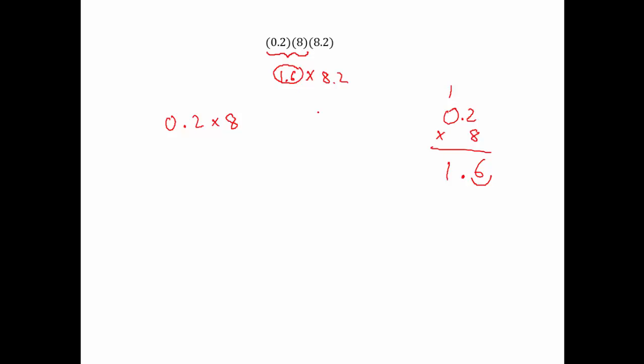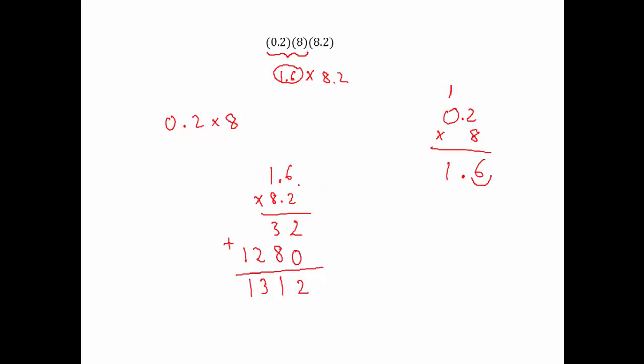So 1.6 here times 8.2. 2 times 6, this is 12. So we have 1, 2 times 1 is 2, plus 1 is 3. 8 times 6 is 48. So we have 4, 8 times 1 is 8, plus 4 is 12. Okay, we can put 0 here. So add them together. This is 2. 8 plus 3, 11. So we have 1 left. 1 plus 2 is 3. And then we have 1 here.